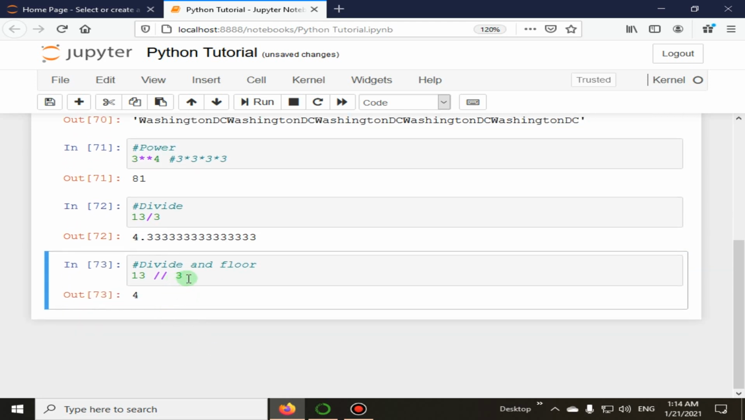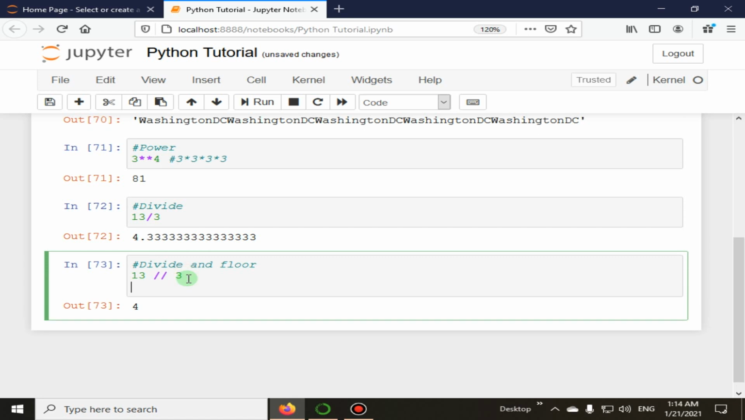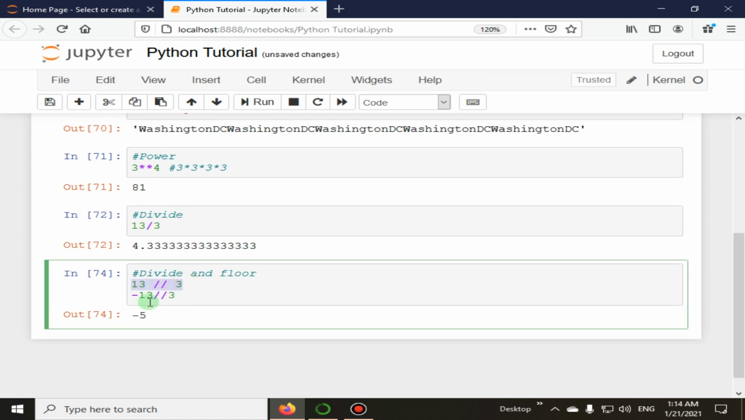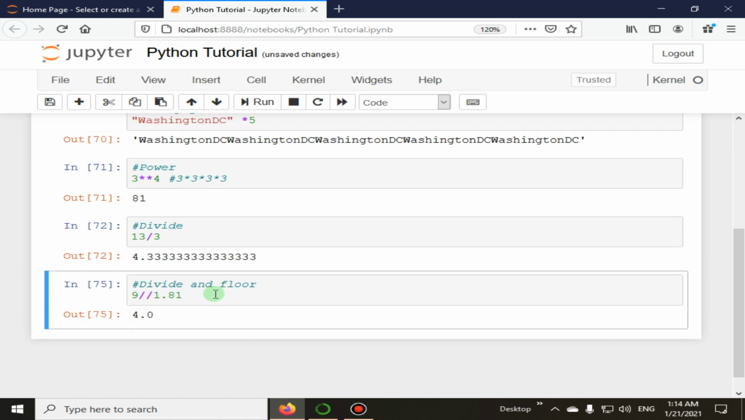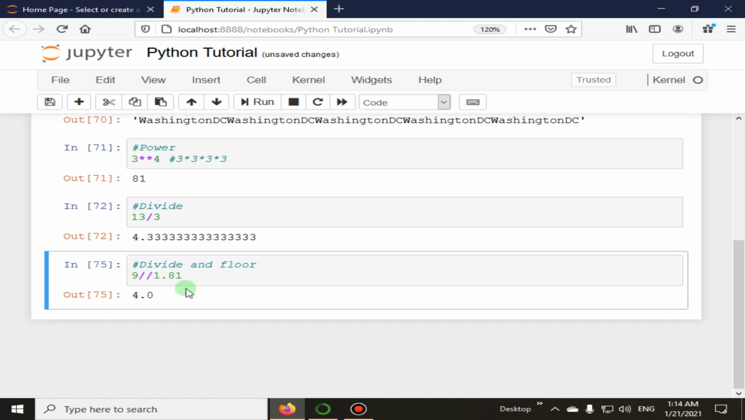this will give answer 4. And next, let's suppose minus 13 floor 3, this will give minus 5. And next one is, let's suppose 9 and 1.81, so let's see what happens. I guess it will give value as 4, as 1.81 is equal to 2. So you can see that it will give 4.0.